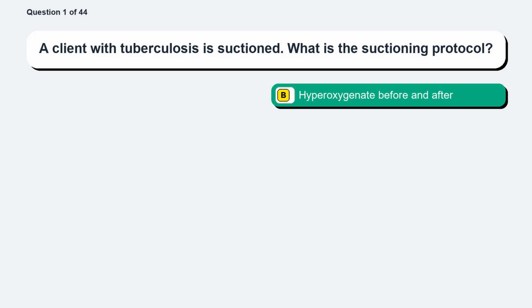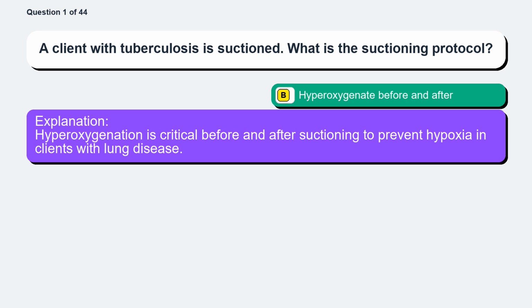The correct answer is option B, hyperoxygenate before and after. Hyperoxygenation is critical before and after suctioning to prevent hypoxia in clients with lung disease.